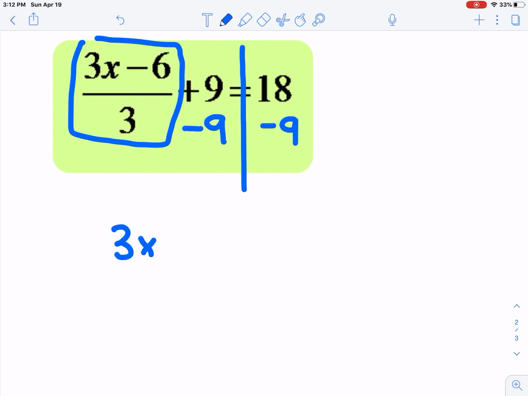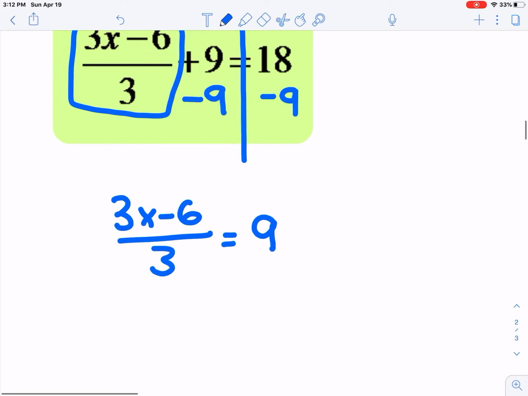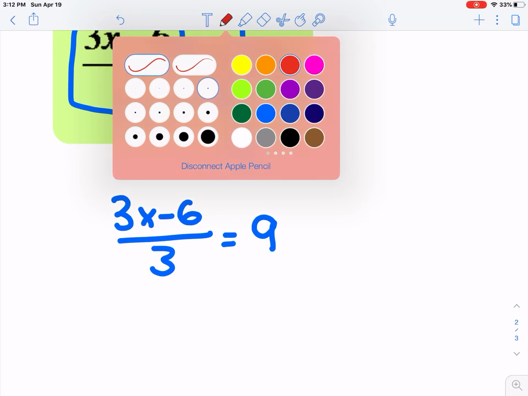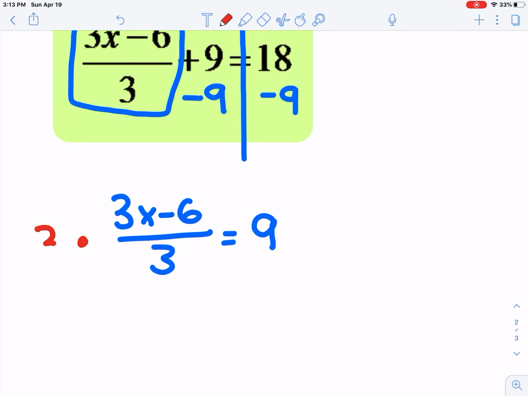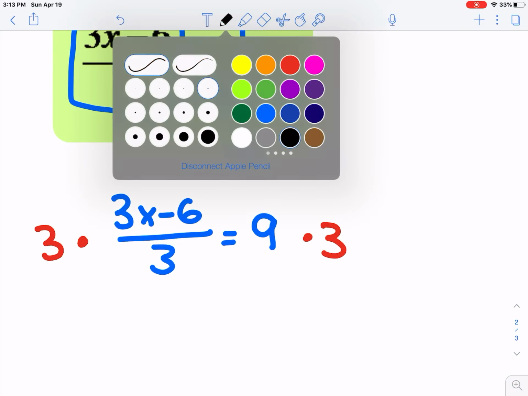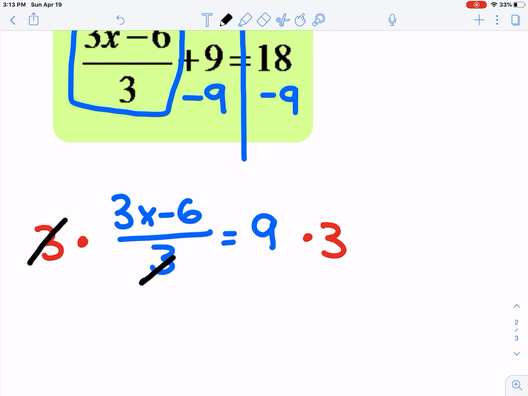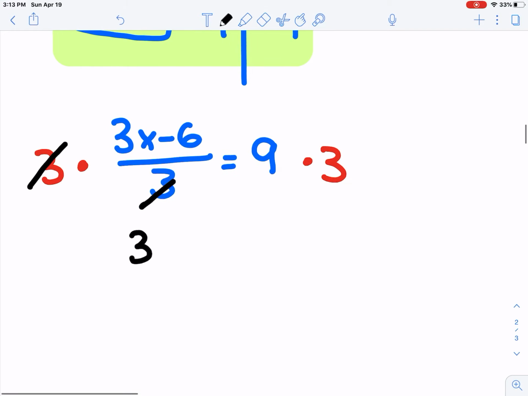So we're left with 3x minus 6 over 3 is equal to 9, okay? And now we have our problem like we did on that last maze. So again, we have this entire numerator is being divided by 3. So how do we undo dividing it by 3? We're going to multiply by 3 on both sides, okay? And once we go ahead and do that, those 3's are going to cancel here, and we're left with just our 3x minus 6 is equal to 27.